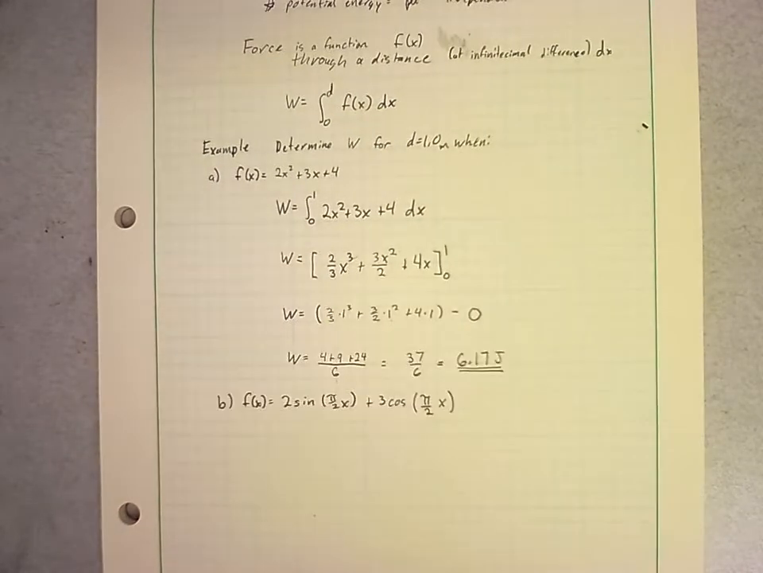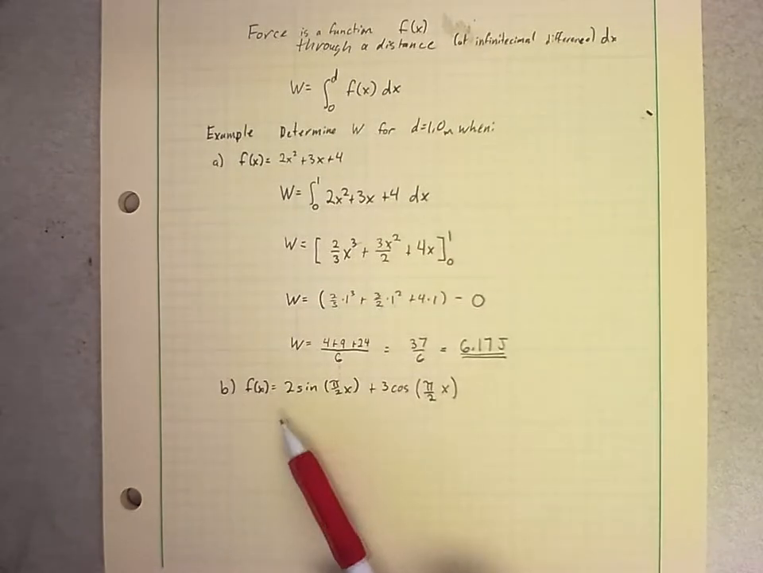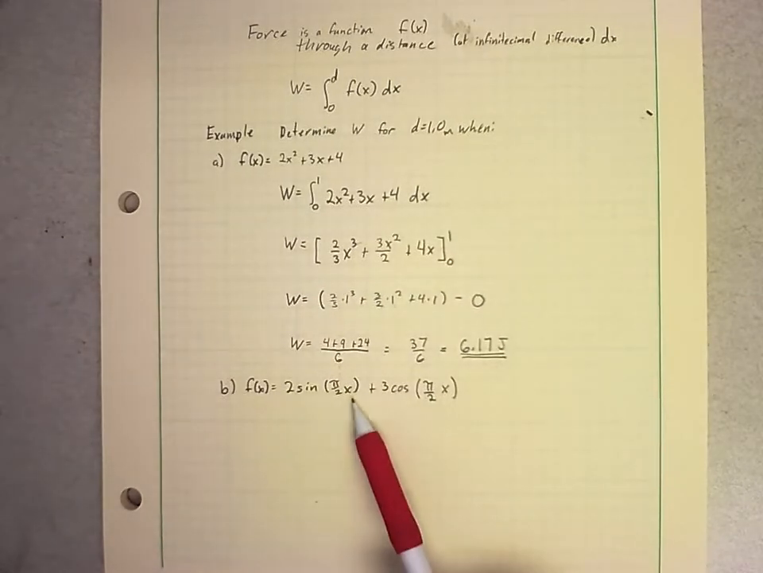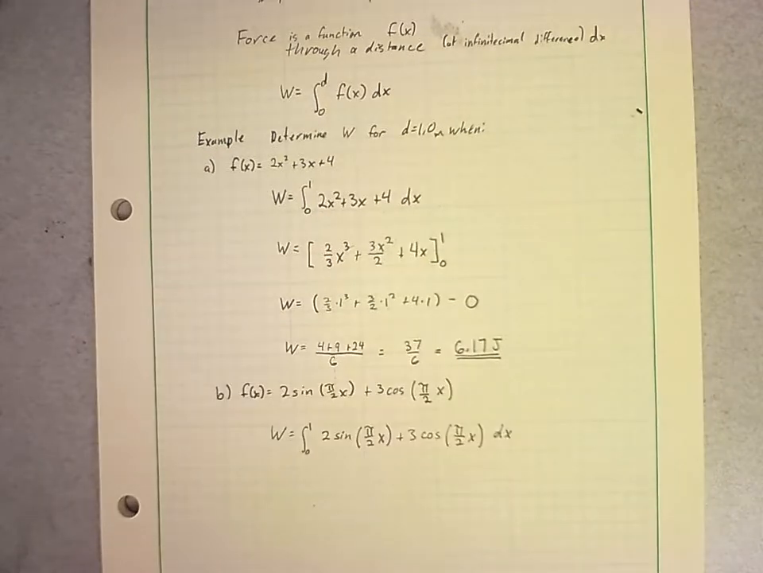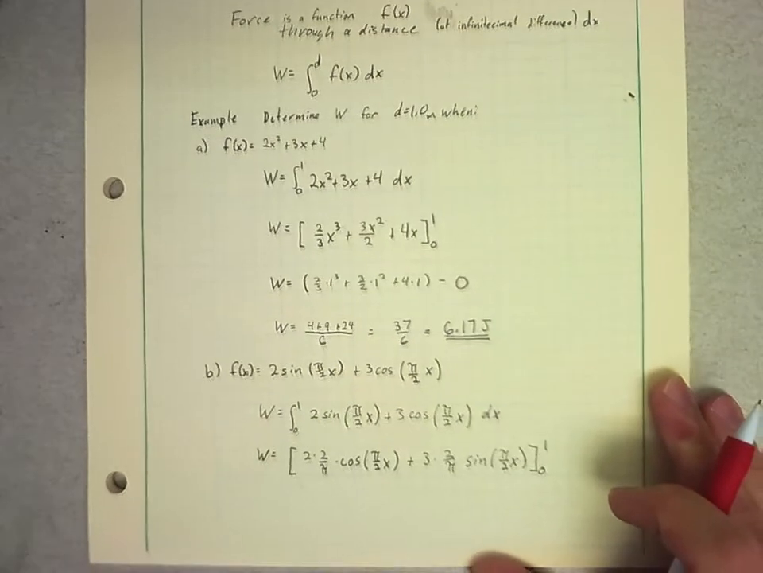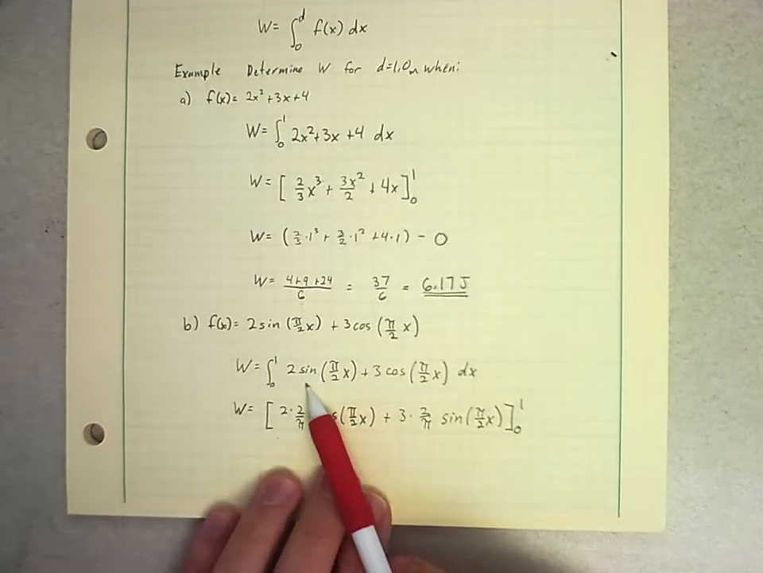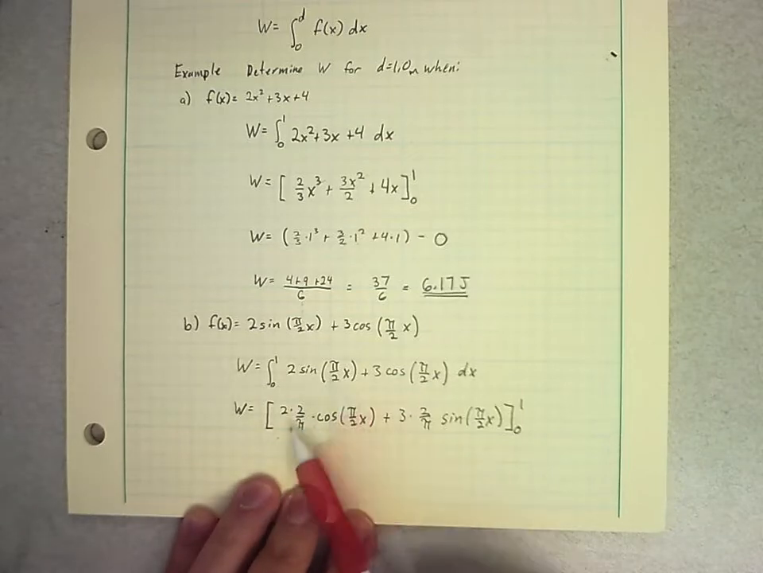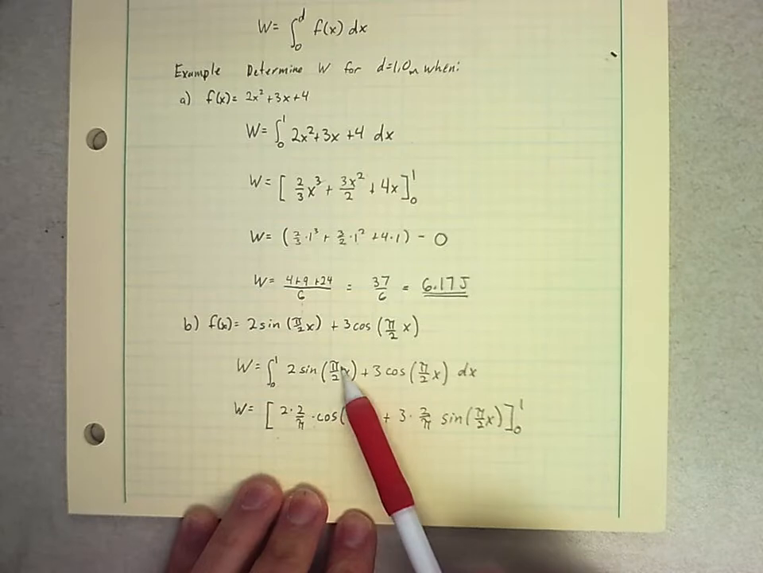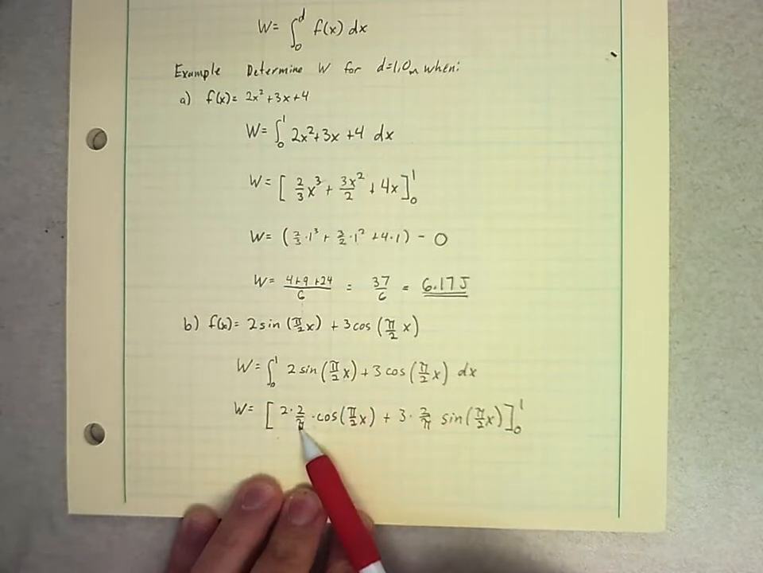Part B asks us to use the function f of x is 2 sine of pi over 2 times x plus 3 cosine of pi over 2 x. And we would want to set that into our work function, which would look like that. And then we would want to do the integration, do the antiderivative. So the antiderivative of sine is negative cosine, and we multiply by the inverse of the coefficient. So if our coefficient here is pi over 2, we're going to multiply by 2 over pi outside.